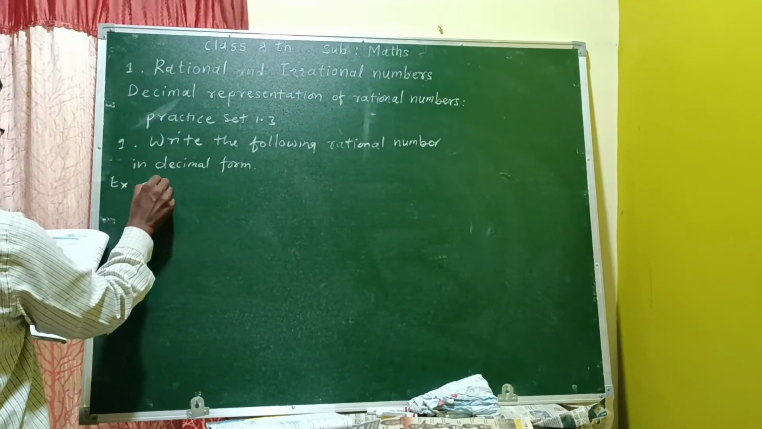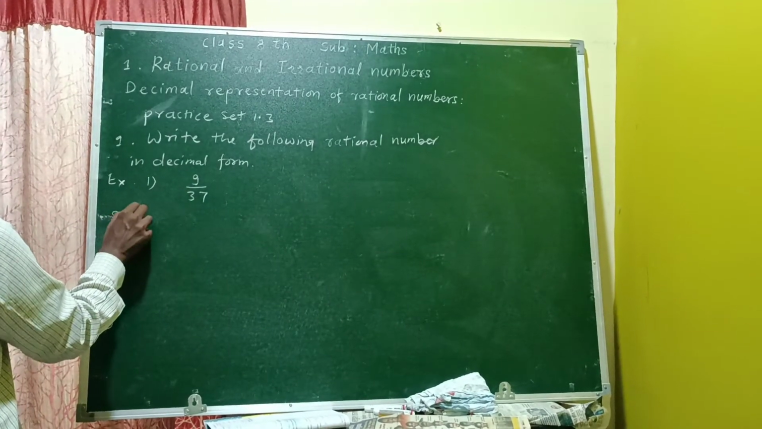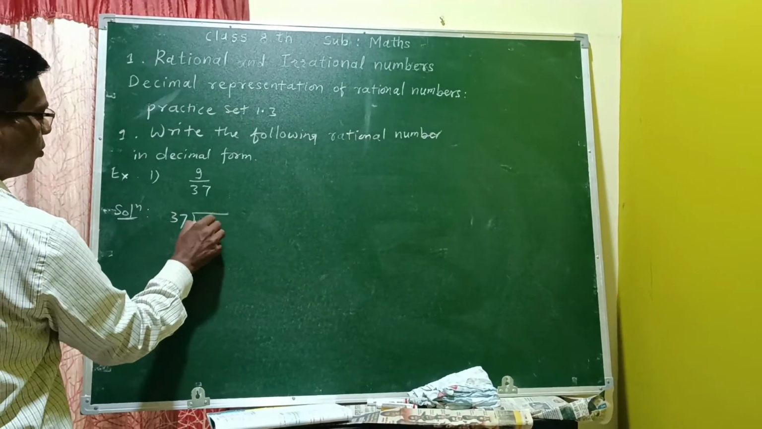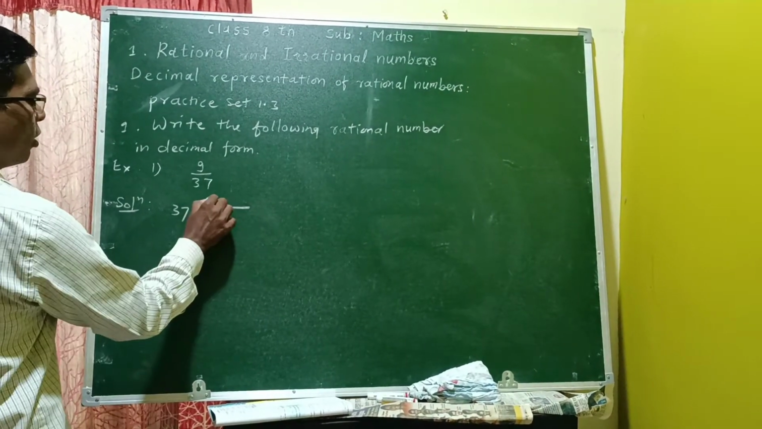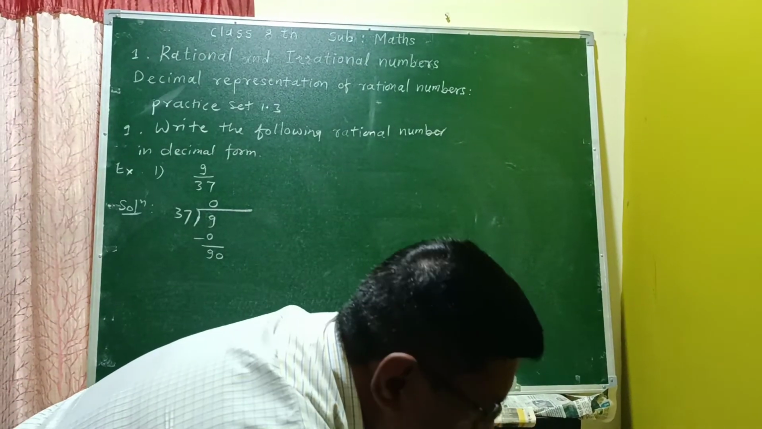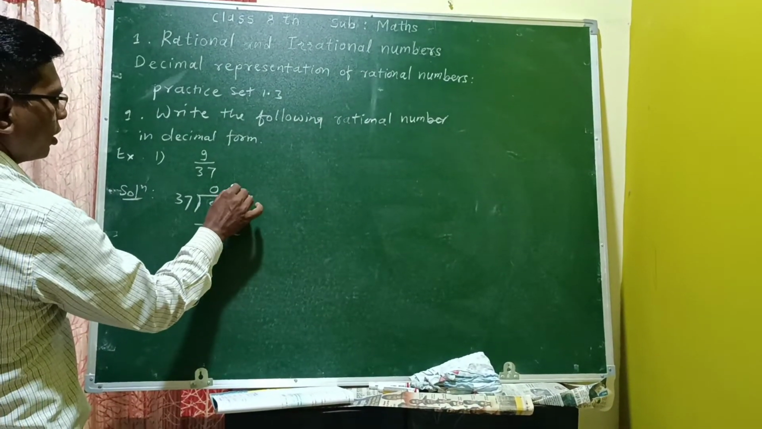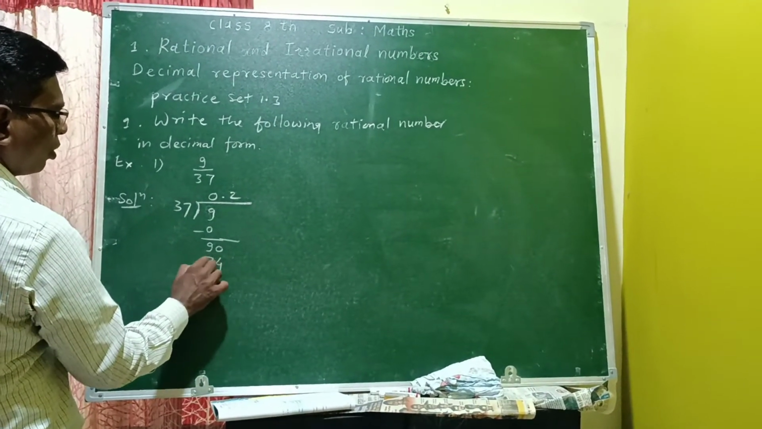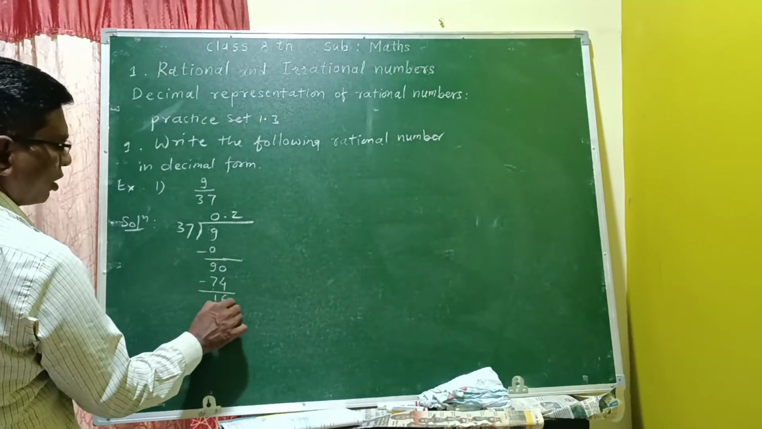Example first, 9 upon 37. Solution. Divide 9 by 37. Here 9. Now 37, you have to put a point. 37 2s are 74. Remainder is 90 minus 74 is 16.